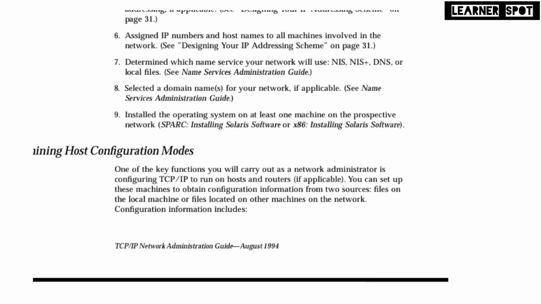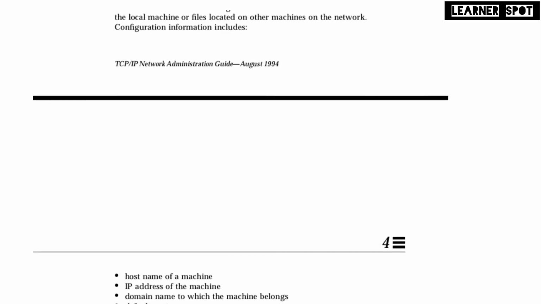So you have to set up these machines to obtain the configuration information from two sources. What are the two sources? First of all, files on the local machines, or files located on other machines on the network. Next, configuration information includes the host name of the machine, the IP address of the machine, the domain name to which the machine belongs, the default router, and the netmask used on the machine's network.